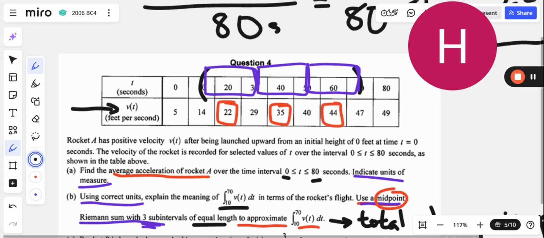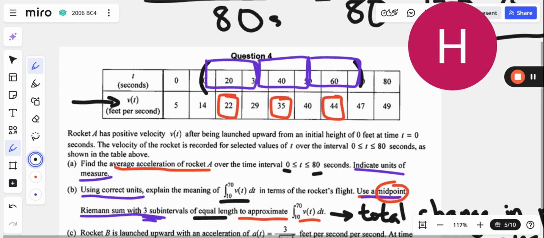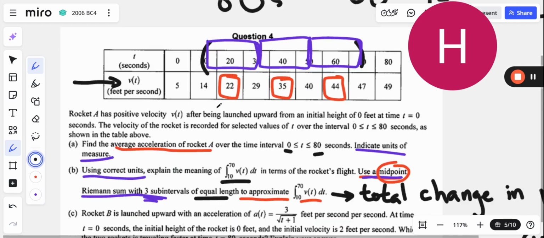So we're kind of saying from 10 to 30, the rocket is going about 22 feet per second, so we're just multiplying that. Even though it's fluctuating and increasing during that time, we're using the midpoint to approximate this.